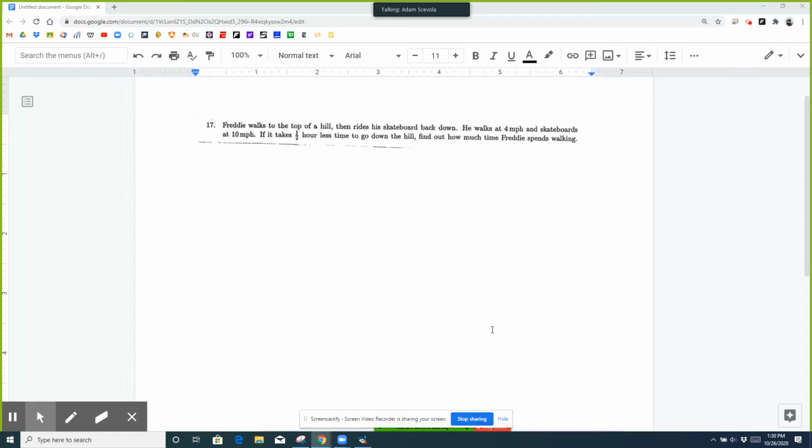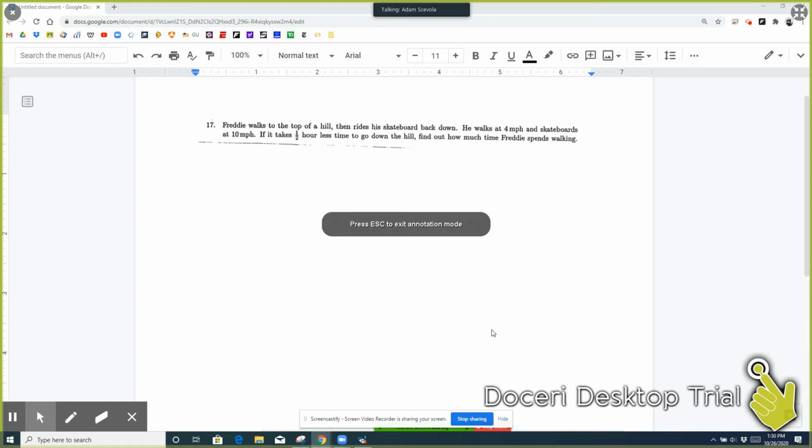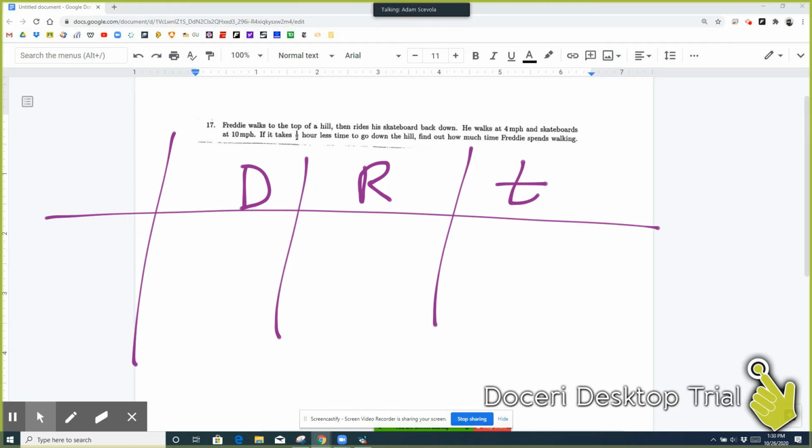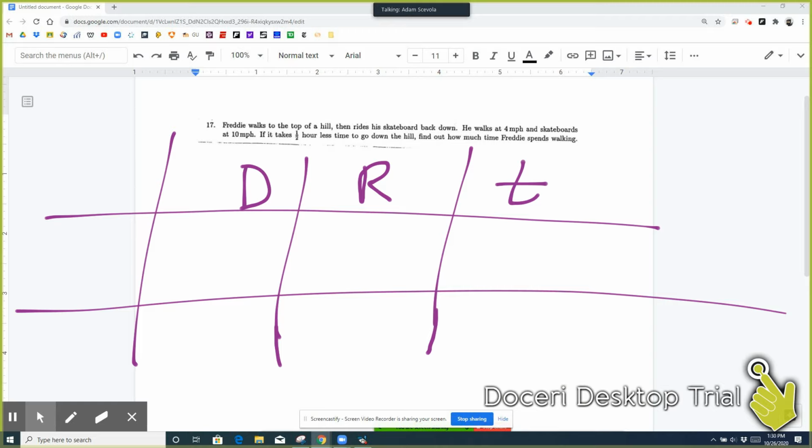Okay, so this is a related rates problem because the problem is relating to speeds. It tells us the two speeds at which he walks and skateboards, and it relates them with time and distance. So we're going to set up a table here. My table is going to look like this. It always has the same three columns: distance, rate, and time. Then the two rows are going to be dependent on the question. In this case, I'm going to have this row be everything in reference to walking, and this row everything in reference to skateboarding.